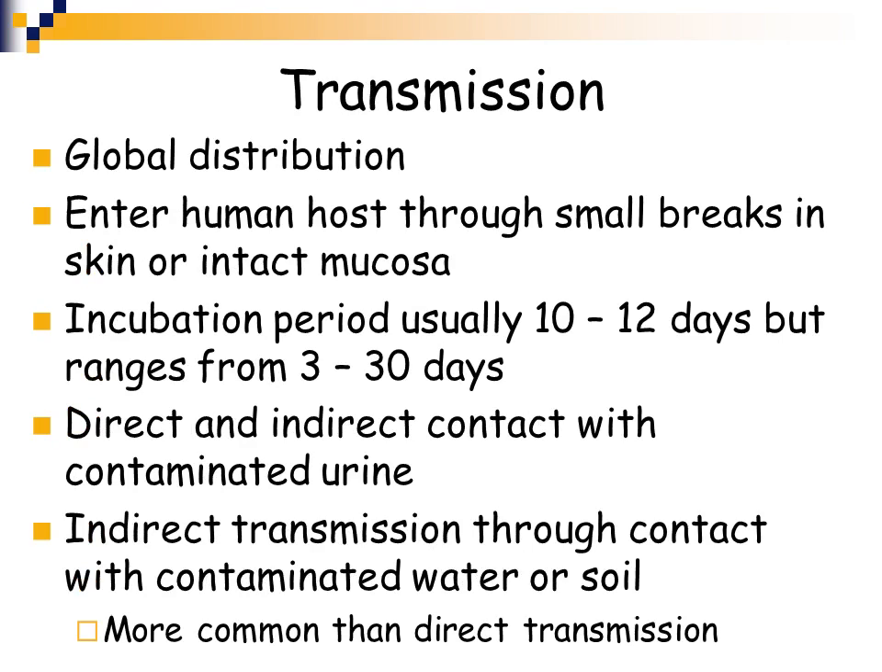So leptospira has a global transmission. You can find it pretty much anywhere. And how humans get infected is through small breaks in the skin or through intact mucosa. The incubation period is 10 to 12 days, but it can range from 3 days all the way up to 30 days. And how individuals normally are infected is indirectly through contaminated urine.